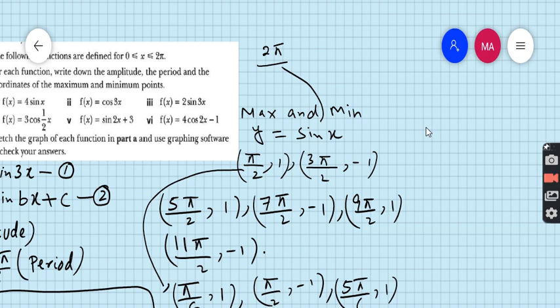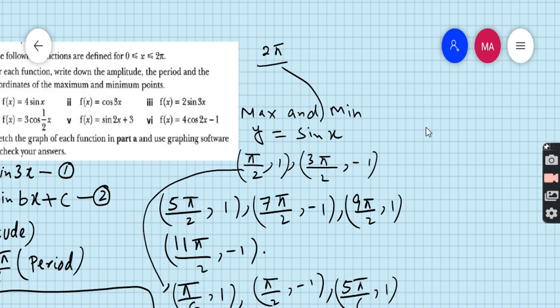Pi by 2 gives 1. If you add pi to pi by 2, you will get 3 pi by 2, and at 3 pi by 2 the value of sin x is minus 1. You can find this with the help of a calculator, but your calculator must be in radian mode. Now again add pi to 3 pi by 2, you will get 5 pi by 2 and the value is 1. Then add pi, you will get 7 pi by 2 and the value is minus 1. Then add pi to 7 pi by 2, you will get 9 pi by 2, and the value is 1. And again add pi to 9 pi by 2, you will get 11 pi by 2 and the value is minus 1.